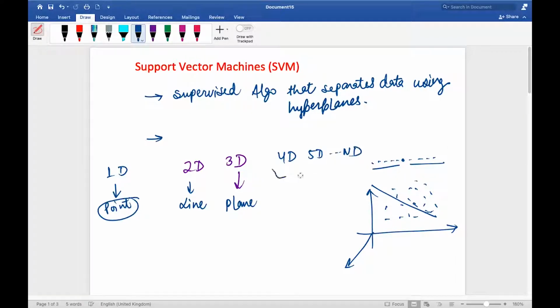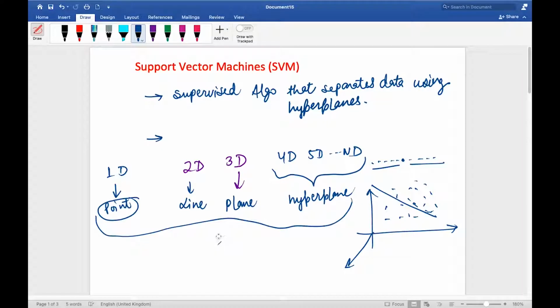Usually as human beings, we are not able to visualize 4D, 5D, or n-dimensional space. For that, whatever separates these points, we call a hyperplane. Also, as a generalization, all such separations we call a hyperplane. You got my point?